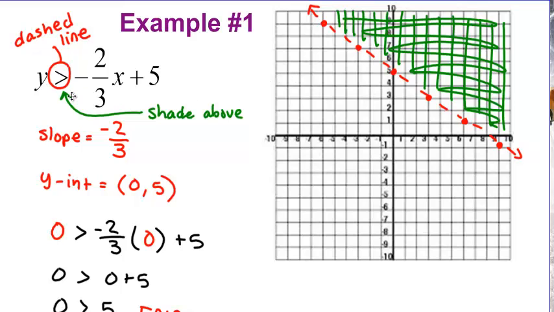Similarly, and easier, is just to know what your symbols tell you to shade, above or below. That'll be a little bit quicker for you guys.